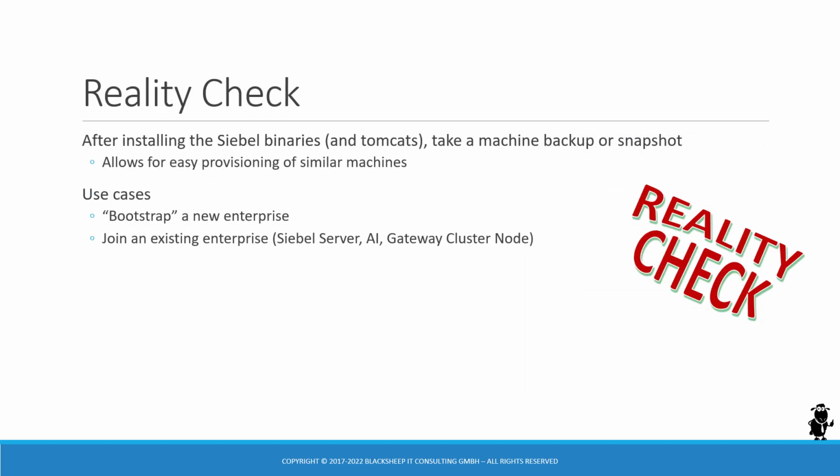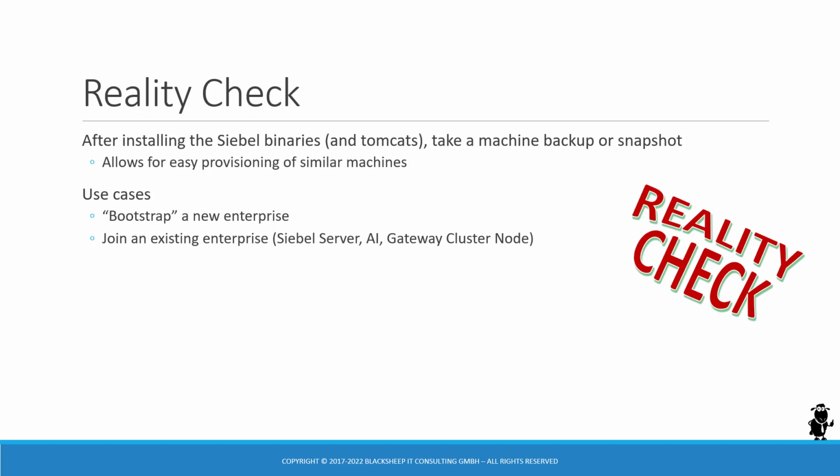Time for another reality check. So if you consider that machine that we have discussed right now, the machine has the Siebel binaries installed. So it has one or more folders with Siebel homes there, and the Tomcats are installed and ready to run. But nothing has really happened with that machine, so it's not part of an enterprise or so. So that is an ideal time to take a backup of the machine or a virtual machine snapshot with the tooling of your choice. So that will allow you for very easy provisioning of Siebel machinery later on.